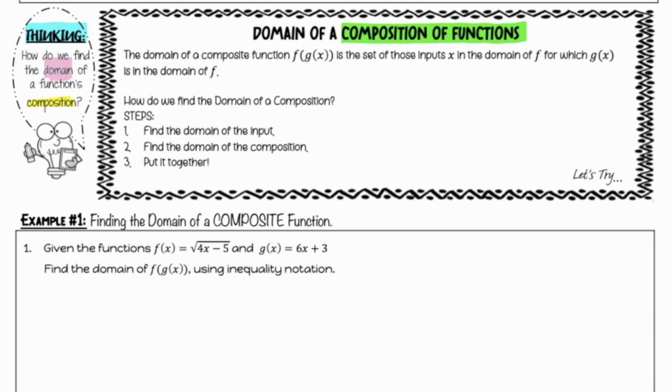Now, our definition says the domain of a composite function f composed of g of x is the set of those inputs x in the domain of g for which g of x is in the domain of f. So in simple terms, when we have a composition, we have 2 graphs that are somehow joined together, and we are looking for the domain of both graphs intersected.